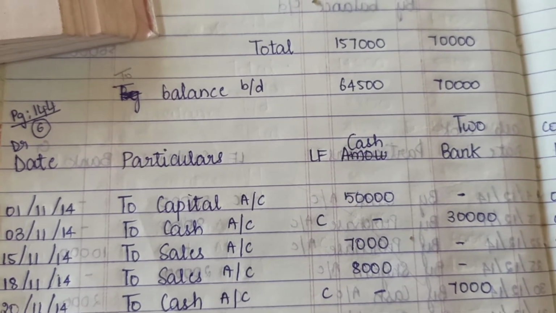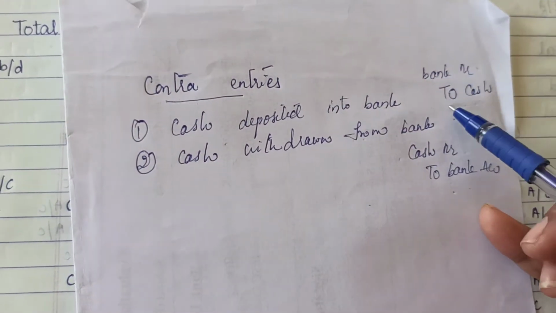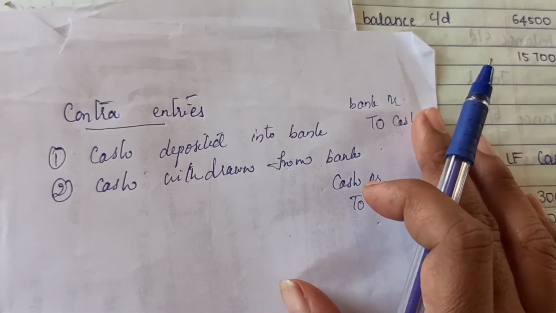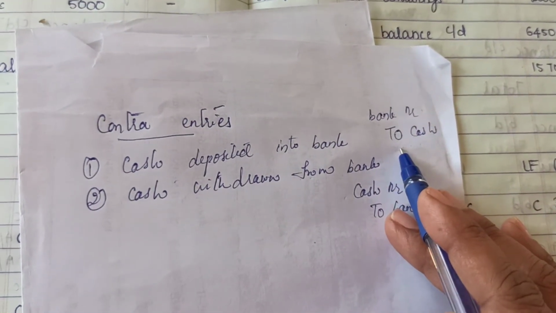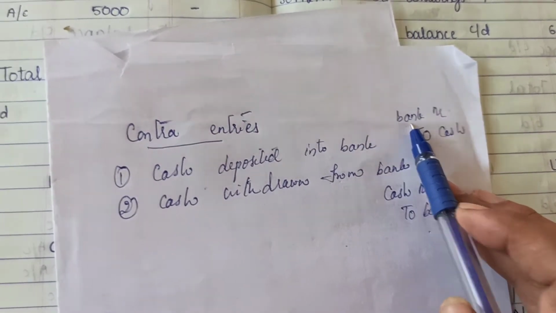Now you deposited into the bank here, it is a contra. Same journal entry: bank account debit to cash account. To cash, debit side; by bank will be the credit side. To cash means we write the amount in the bank column. By bank we write the amount in the cash column.